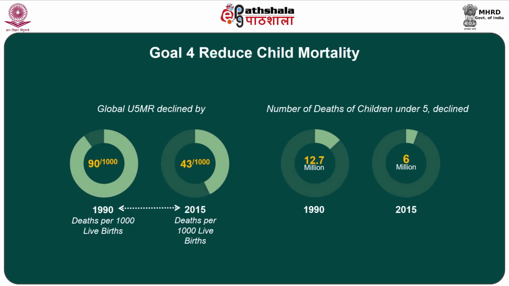Goal 4 talks about reduction in child mortality. At the global level, the under 5 mortality rate declined by more than half, from 90 deaths per 1000 live births to 43 deaths per 1000 live births between 1990 and 2015. The number of deaths of children under 5 declined from 12.7 million to 6 million during 1990 and 2015 at global level.